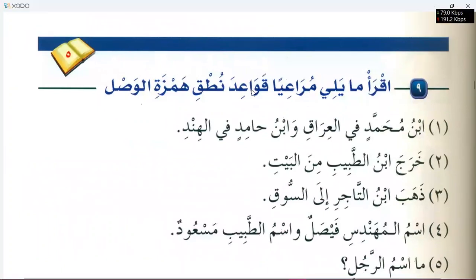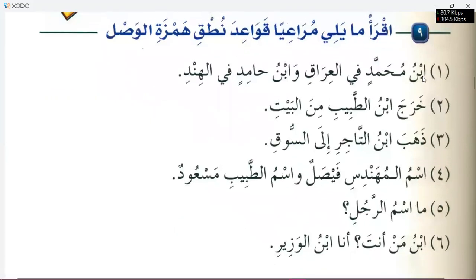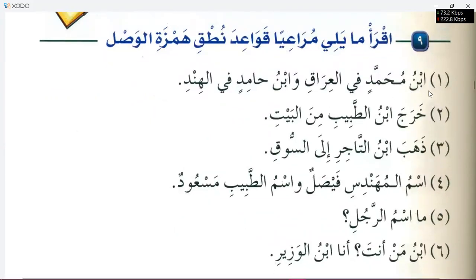Ibnu Khalidin fil madrasati. Wabnu Hamidin fil jami'ati. Ibnul mudarrisi fil fasli. Aina ibnul mudir? Iqra ma yali. Read what is below, keeping in mind the rules of pronunciation of hamzatul wasl. The rule is simple: if alif is at the beginning, we read it; otherwise, it becomes silent.